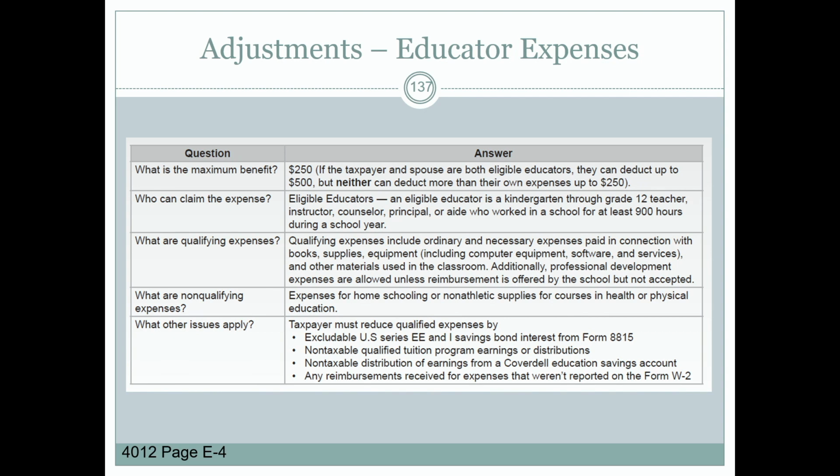What are the qualifying expenses? And this information is listed here: books, computer, materials that were used in the classroom. Additionally, professional development expenses are allowed unless reimbursement is offered by the school but not accepted. What are non-qualifying expenses? And those are listed: homeschooling, non-athletic supplies. And these are some other issues that may apply, but we rarely see these.